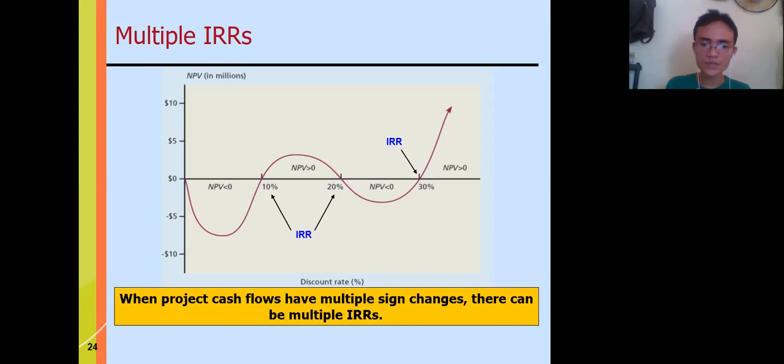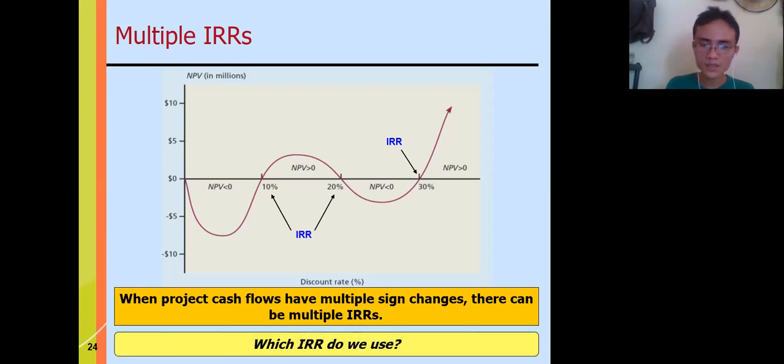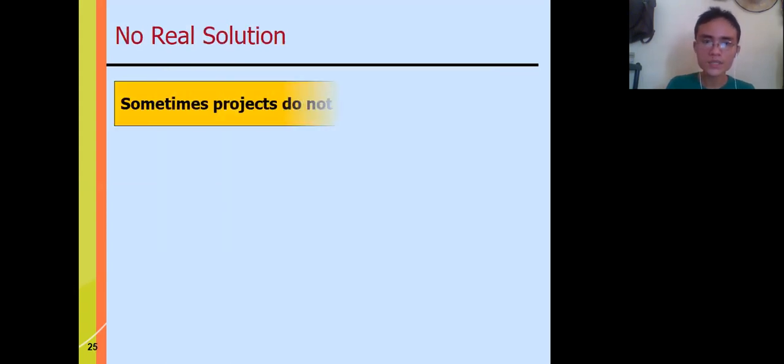When project cash flows have multiple sign changes, there can be multiple IRRs. That's true. The multiple sign changes can be, for example, year one, there is an investment, then there are cash flows at the end of year one. Then year two, and at year three there's a cash flow, but there's also an additional investment, and so on and so forth. So this can happen. So which IRR do we use?